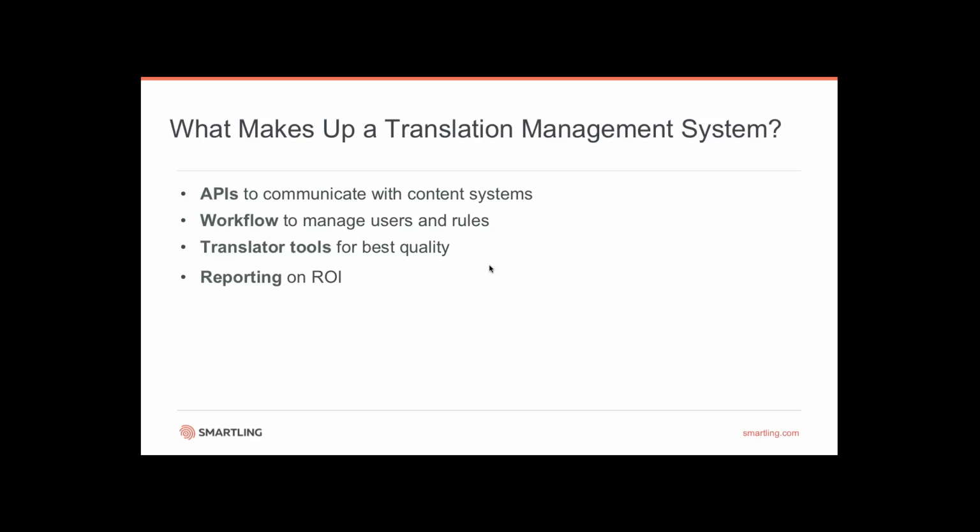You need APIs, and so a good translation management system has APIs to communicate with all of the different content systems an enterprise uses to create their original content and keep it localized and translated over time. The second key feature for a translation management system is great workflow tools and the ability to manage the users that are contributing, again, around the world, across time zones, in multiple office environments, and all the rules associated with when content is handed to different individuals and different roles within the process.